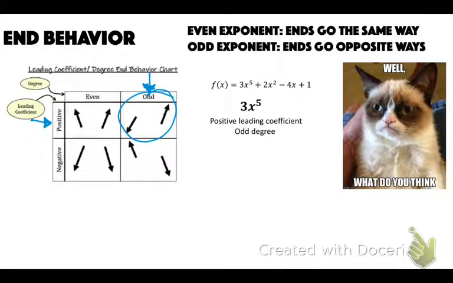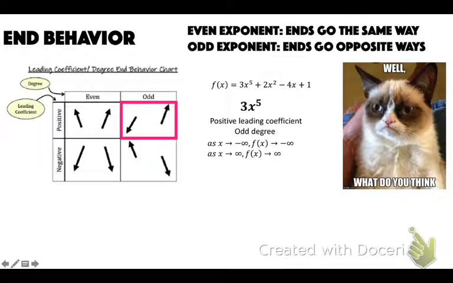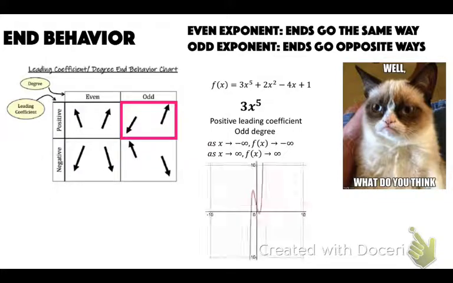So that is, as x goes to negative infinity, f of x will be going to negative infinity. And as x goes to infinity, f of x goes to infinity. And then there's just a sketch of that graph, so we can see that we were right. And when you're dealing with end behavior, we do not care about what's going on in the middle. We just care about the outsides.